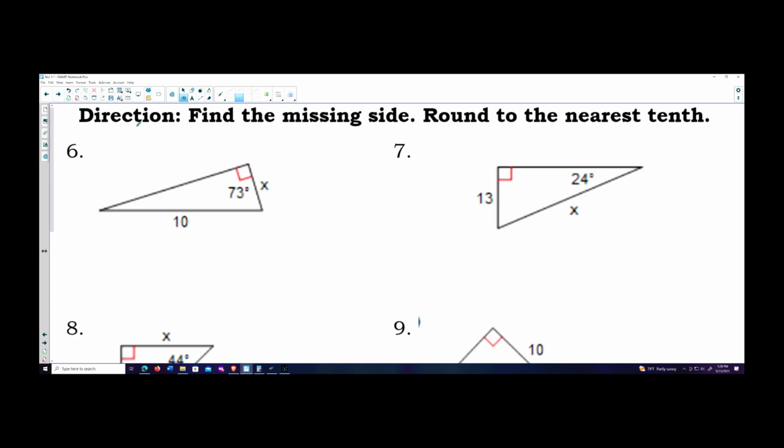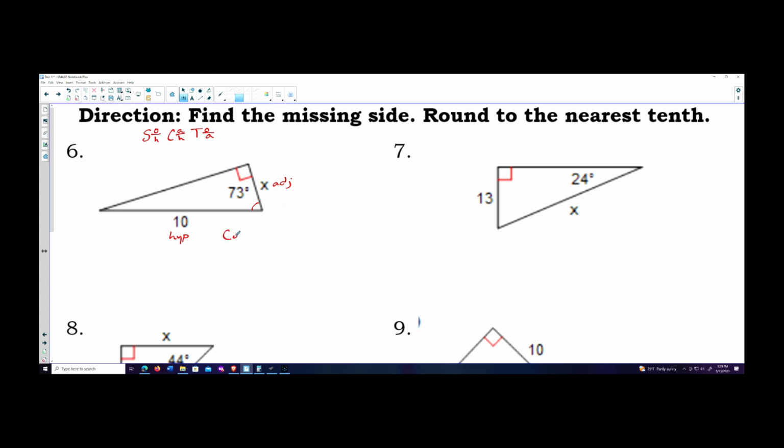The next part: find the missing side, round to the nearest tenth. I'm given one side and an angle, so I cannot use the Pythagorean theorem. I need to use the trigonometric ratios. I want to identify who is who, so I see I have the hypotenuse next to 73. The angle is the adjacent. The hypotenuse can never be the adjacent, so I'll write my clue here, SOHCAHTOA. Remember that. In this case, I have the hypotenuse and the adjacent, so it would be cosine.